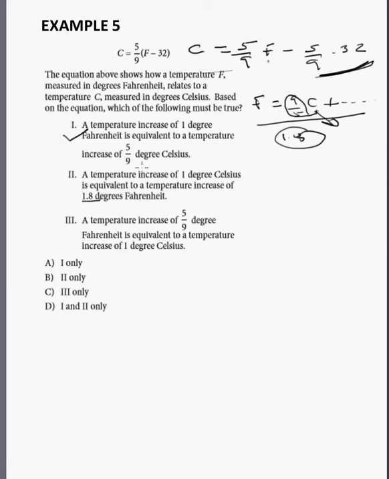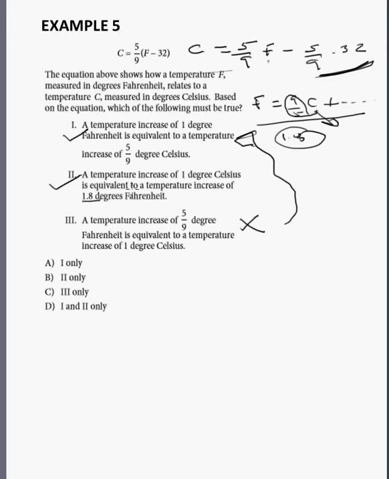So a temperature increase of 1 degree Celsius is equivalent to a temperature increase of this. That means the slope has to be 1.8, and this is also true. Now let's take a look at this. A temperature increase of 5 over 9 degrees Fahrenheit is equivalent to a temperature increase of 1 degree Celsius. This doesn't make any sense. This is I that has been reversed, and we know that is not true. It's the other way around.